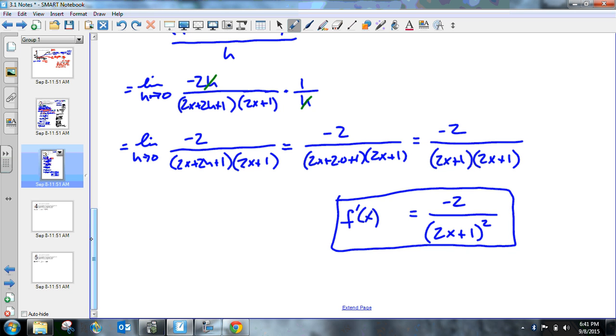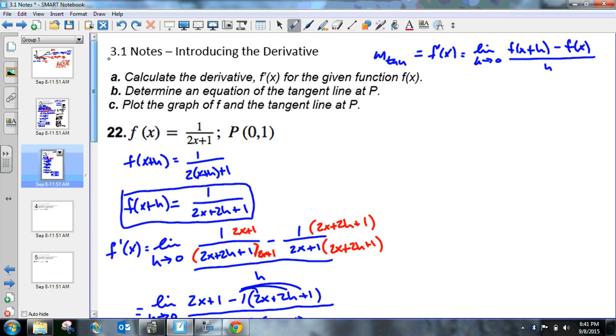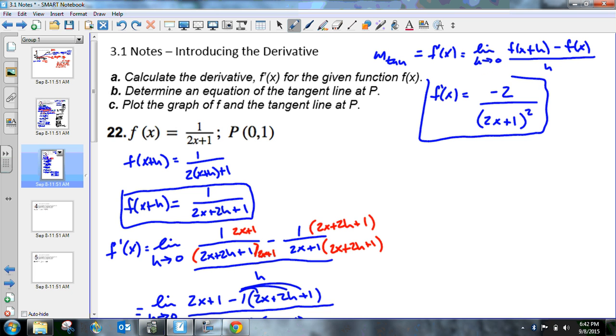So let me write that up top, because we still have to go back and do the problem. f prime of x is equal to negative 2 over 2x plus 1 squared. Let me make sure that looks reasonable. All right, negative 2 over the quantity 2x plus 1 squared. So that's my derivative.